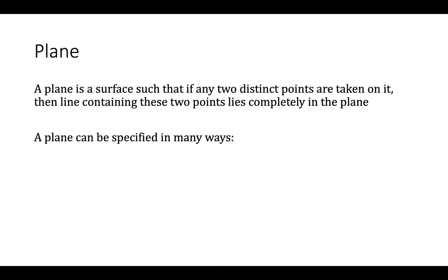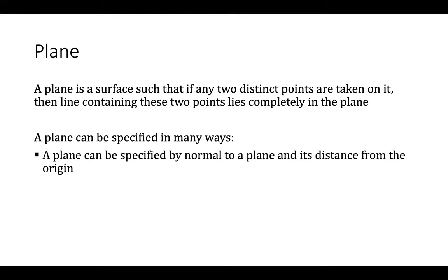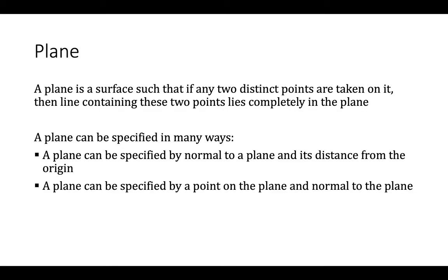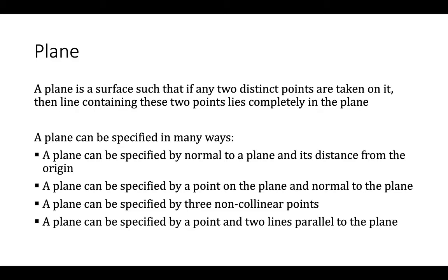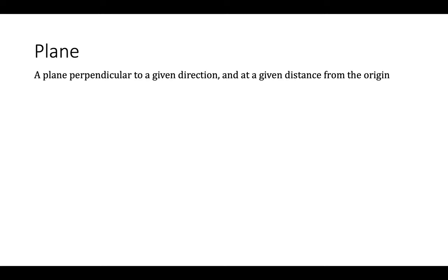A plane can be specified in many ways. Number 1, a plane can be specified by the normal to the plane and the distance of the plane from the origin. Number 2, a point on the plane and the normal to the plane. Number 3, a plane can be specified by 3 non-collinear points. Number 4, a plane can be specified by a point and 2 lines parallel to the plane, and a plane can be specified in many more ways.